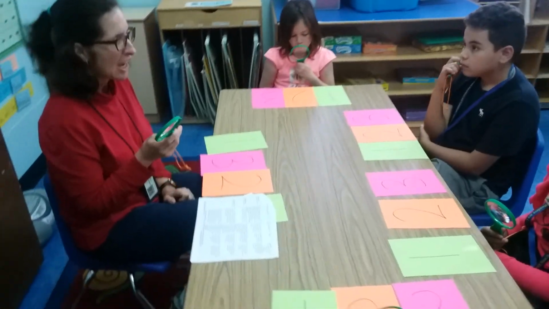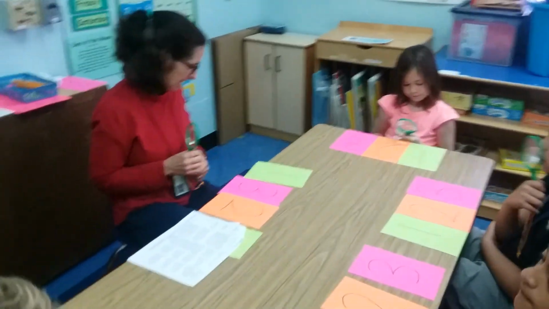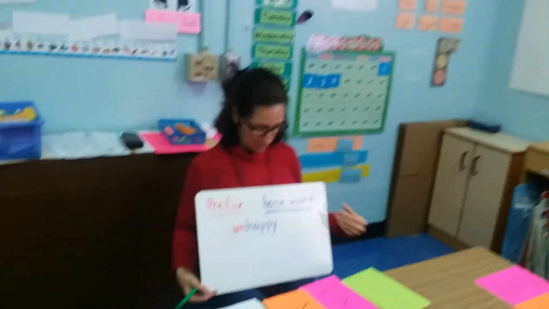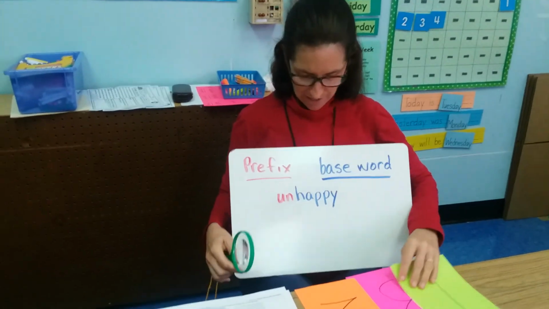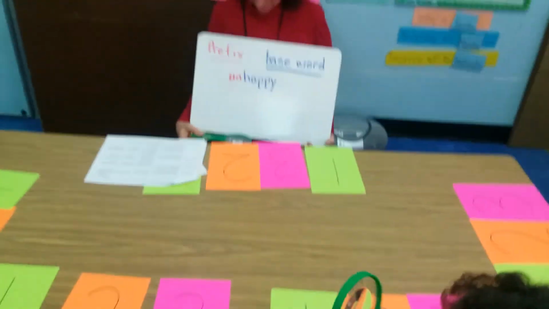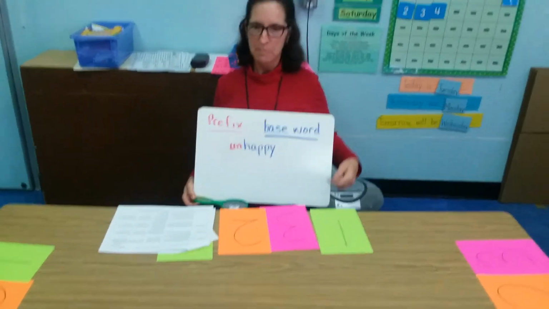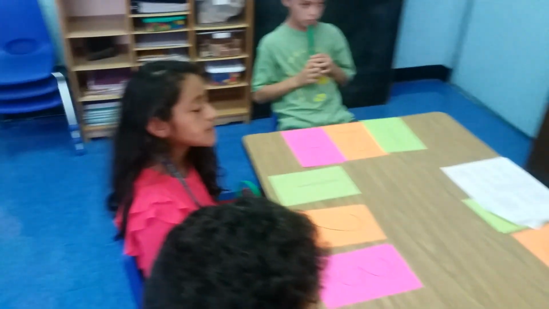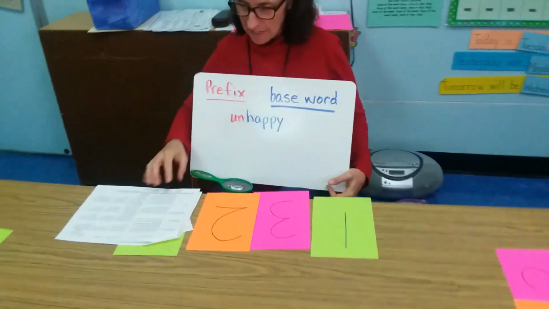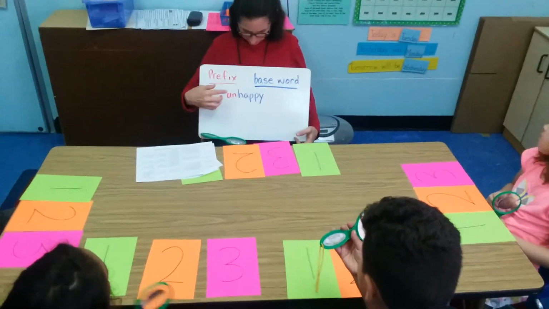Now let's find out if the meaning of a word changes when we add a prefix to it. I'm going to give you an example of a word that has 3 parts. This word is unhappy. Now, what was the base word, Genesis? Happy. And then we add the prefix un to the word happy. Does that change happy?